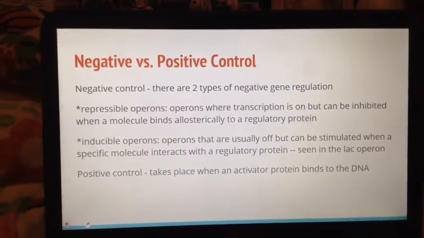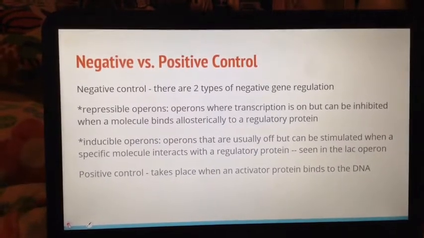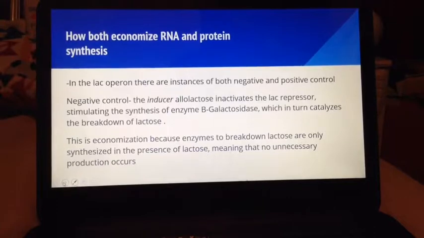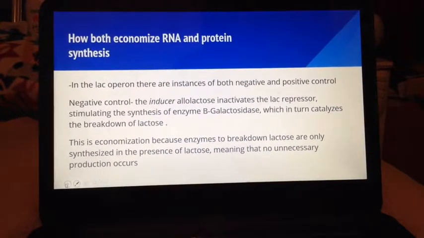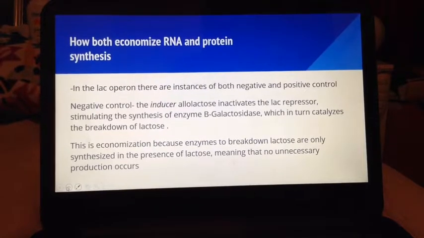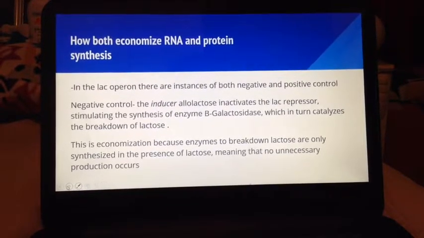Positive control takes place when an activator protein binds to the DNA. Now we're going to take a look at the role of negative and positive control in the lac operon, and we're going to see how they economize RNA and protein synthesis. First, we're going to look at negative control.